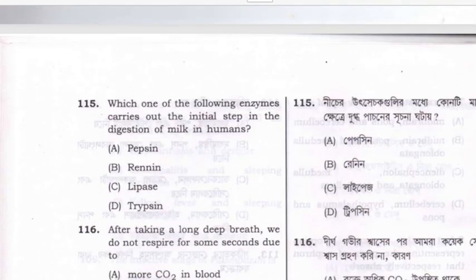Which one of the following enzymes carries out the initial steps in the digestion of milk in humans? Pepsin, rennin, lipase, trypsin. Among them, which one is responsible for the initial digestion of milk in humans? That is rennin.